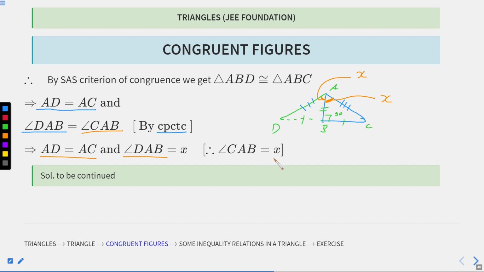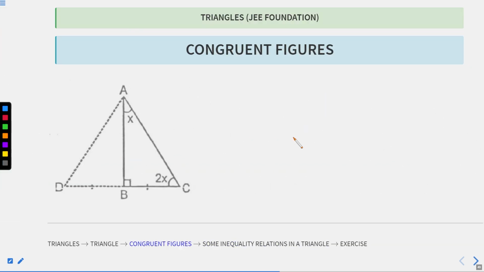Now what information have I got? This is also 2x if you recall. Why? Because of corresponding parts of congruent triangles. So here this is also 90 degrees. I hope this is all clear. So let's move to the next.